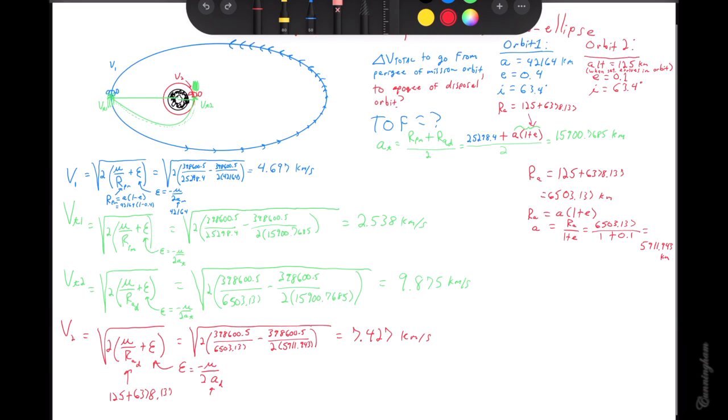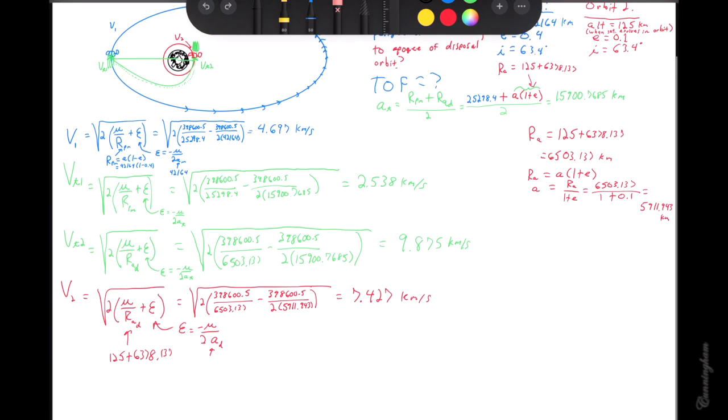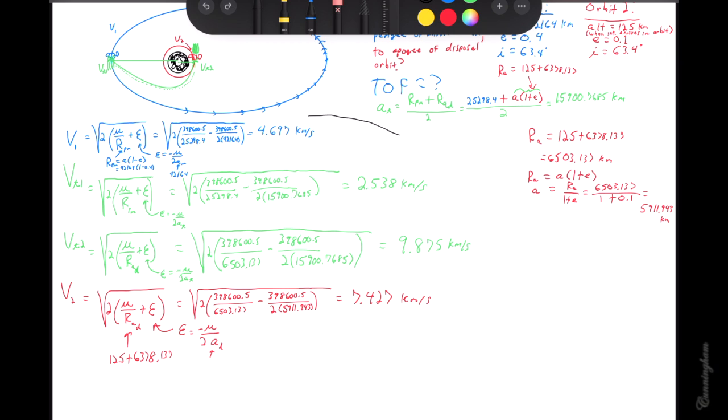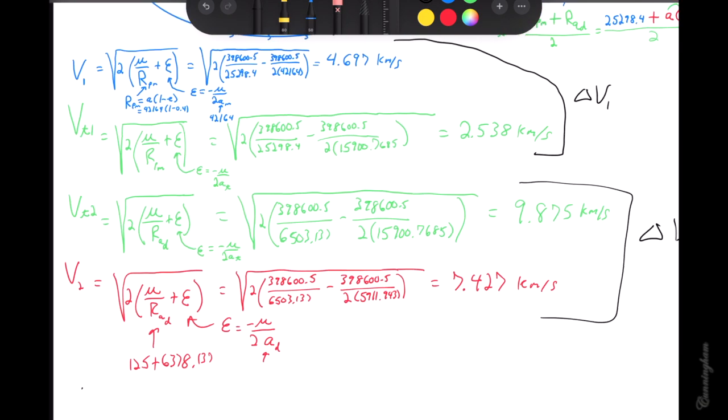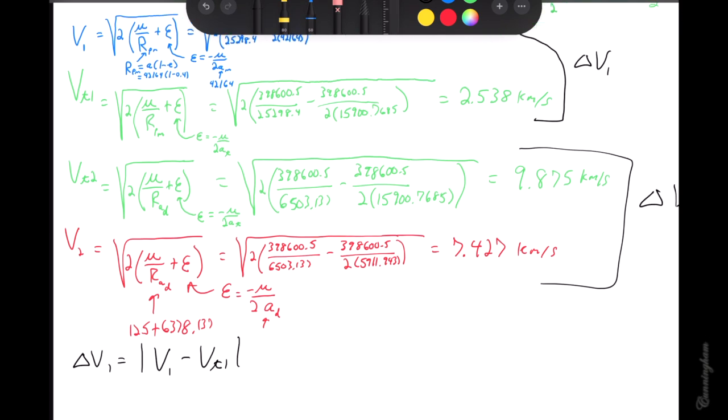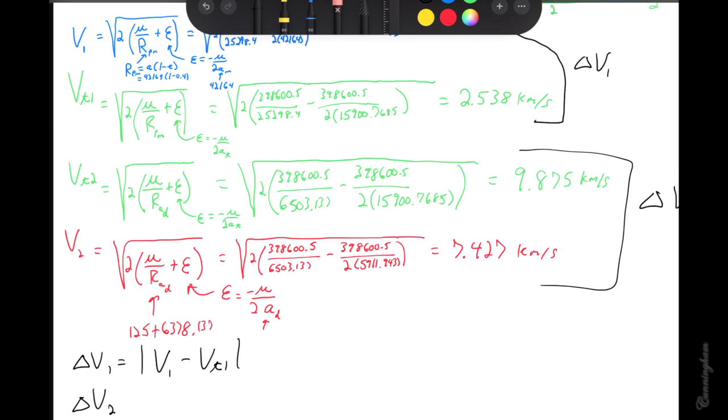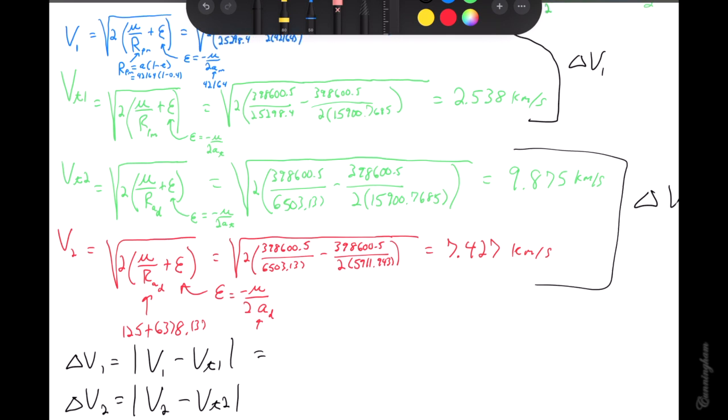Okay, excellent. Now we're really to the easy part. So let's find out what delta V1 is. Let's find out what delta V2 is. Then we can add them up and be done with this problem. So delta V1, as your equation sheet tells you, is the absolute value difference between how fast you're going before the first burn and how fast you're going after. And that holds true as far as process goes for delta V2.